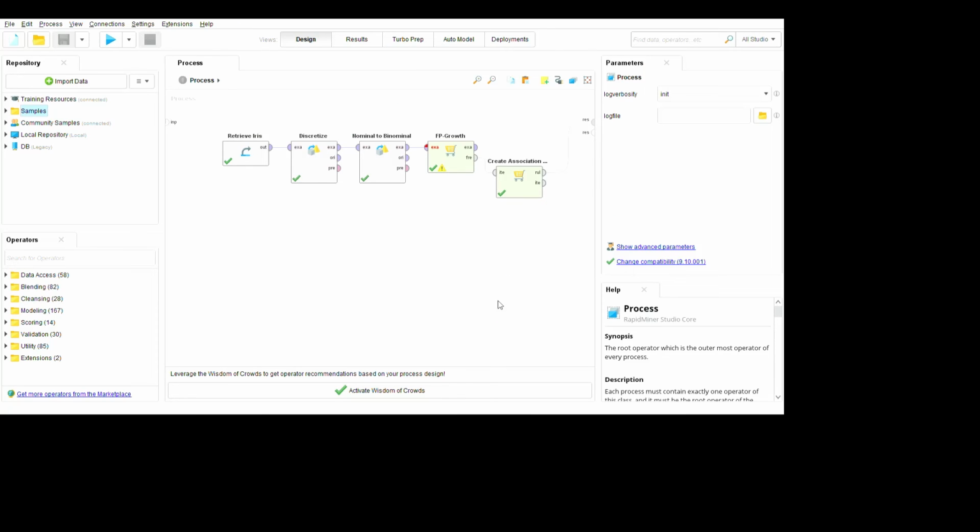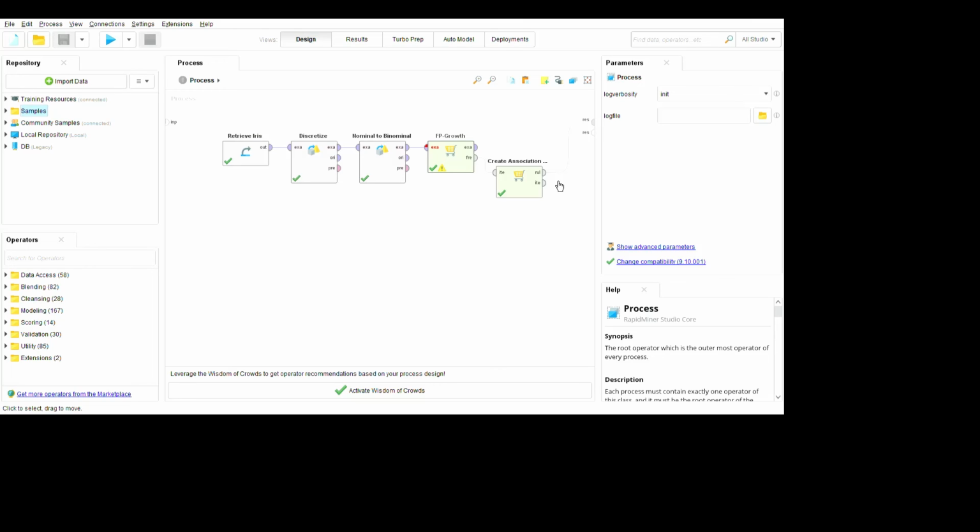Here we have the implementation in the RapidMiner software. The first step is to import the dataset. So we have an import dataset option over here, but I have used the iris dataset that is present in the samples repository. The next step would be to input the data to the FP growth operator that is used to find out the frequent item sets that are present in the data.